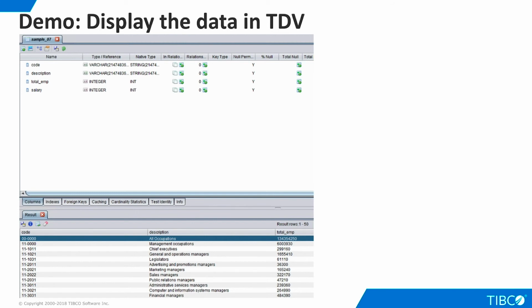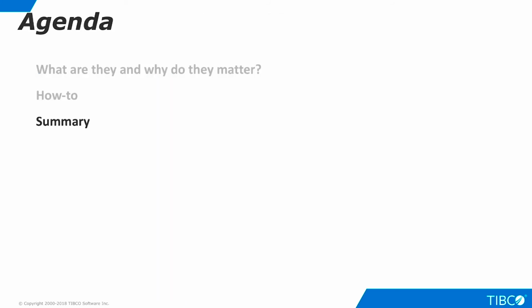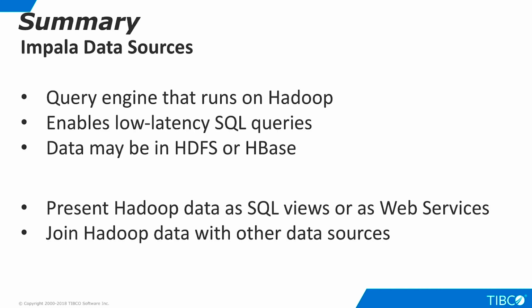Let's summarize what we have seen in this presentation. Impala is a query engine that runs on Hadoop. It enables users to issue low-latency SQL queries to data stored in HDFS and HBase without requiring data movement or transformation. Impala data sources are important to our customers for two reasons.